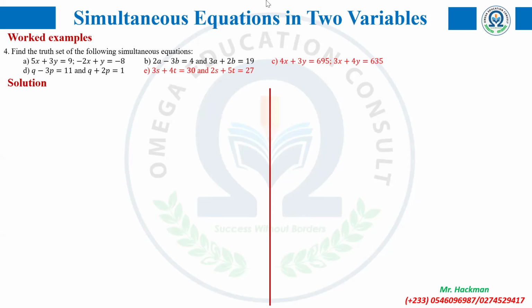So quickly, let's look at our fourth question. Find the true set of the following simultaneous equations. Remember, I've told you anytime you read questions, make it a habit to underline the salient part. So here, the salient part is what? True set.